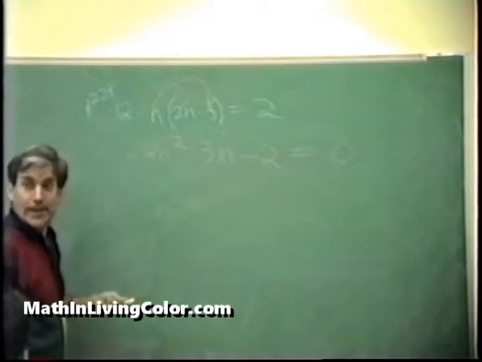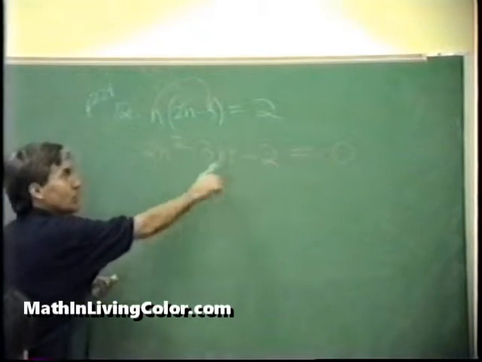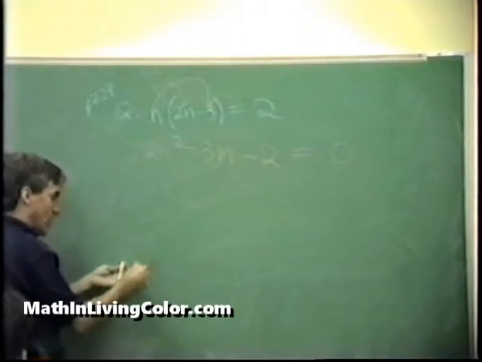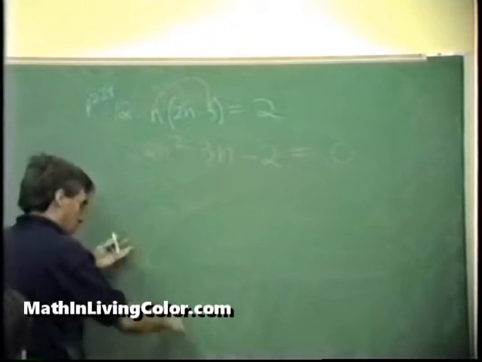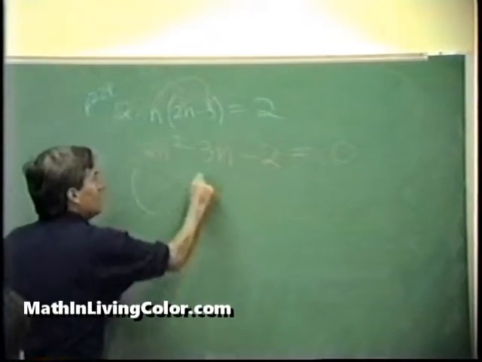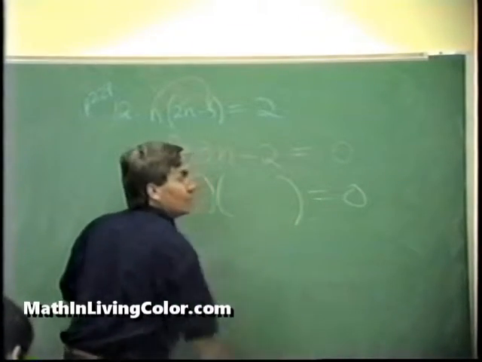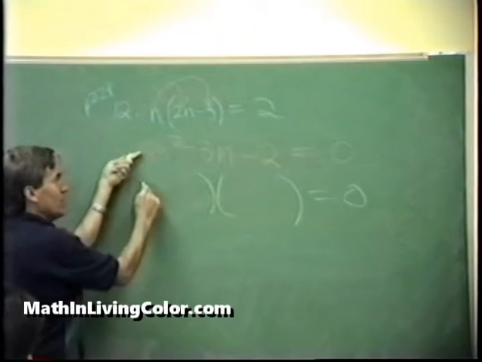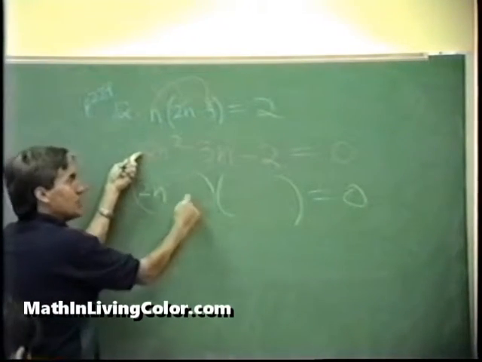Now, can you factor that? Oh, this is going to be one of those advanced factoring problems, right? Where you've got a 2n squared. It's going to be a little bit harder, isn't it? But that's all right. We can handle it, even this late at night. Obviously, this is a night class. What would you have here? 2n times n.